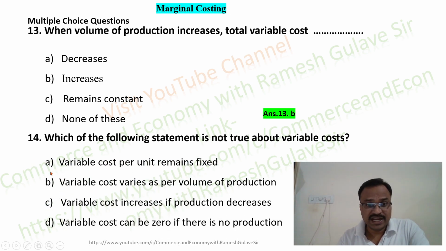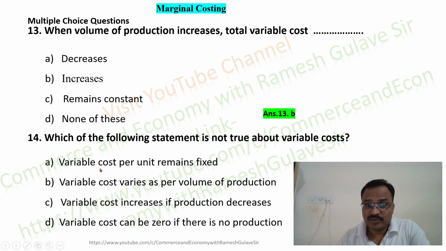First statement says variable cost per unit remains fixed. Yes, friends, variable cost per unit remains fixed, right? But total variable cost changes as per the volume of production, right? So here again you can make clear the concept of fixed cost and variable cost.